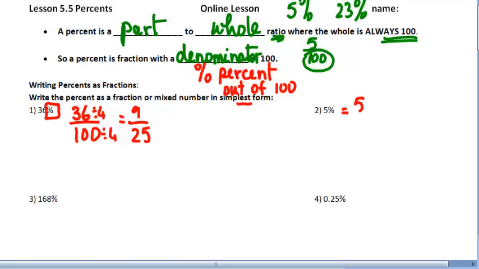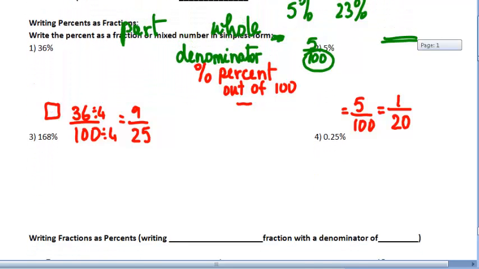Let's go here. This is nothing but 5 over 100. Again, percent means 100. So if you simplify this, the greatest common factor is 5, divide, and then you get 1 out of 20. Now, the number 3, if you look, is 168%.